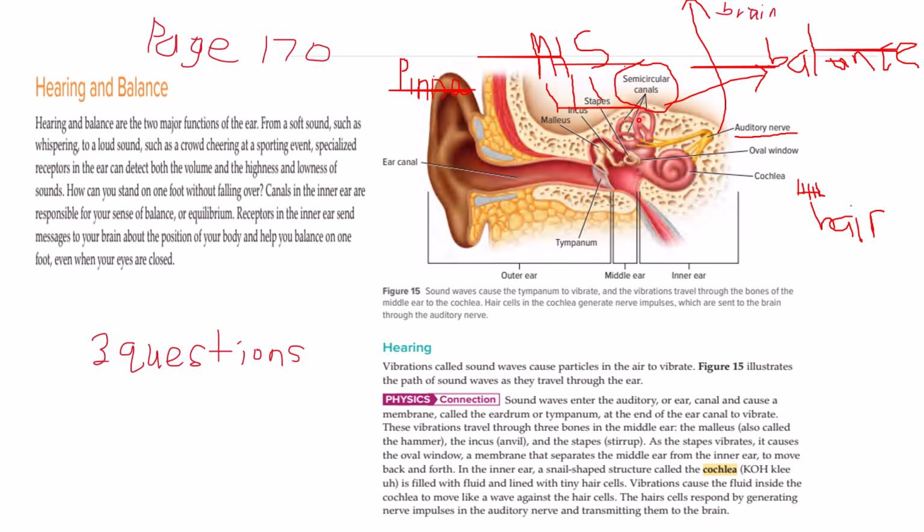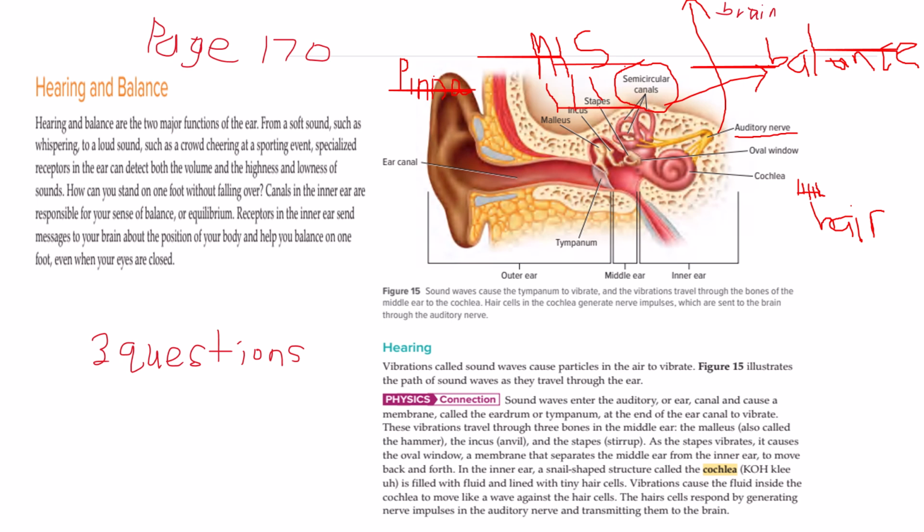So when it is transferred from the semicircular canals, the fluid in the cochlea, which has hair cells, will slowly transmit the signals to the auditory nerve, which will be sent back to the brain. This is how the ear works.